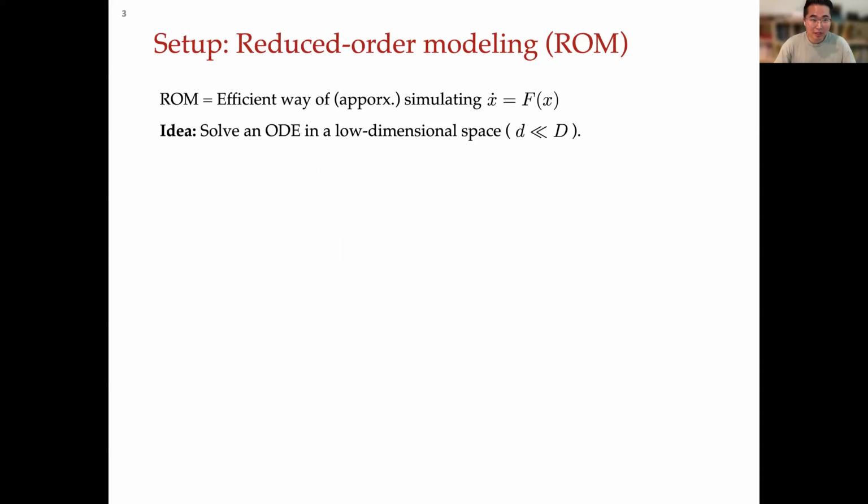And one alternative and popular framework might be, while there are many variations of the name, the reduced order model. So a reduced order model may be thought of as an efficient way of approximating or simulating this high-dimensional dynamics. So the idea is, all right, since the dimensionality is an issue, let's reduce the dimensionality.